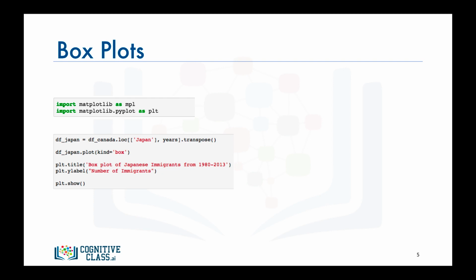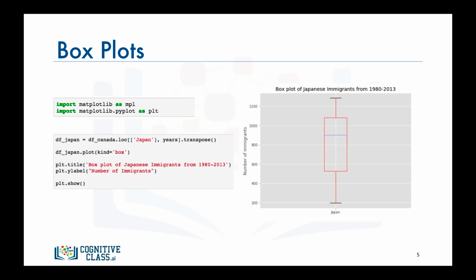Then to complete the figure, we give it a title and we label the vertical axis. Finally, we call the show function to display the figure. And there you have it, a boxplot that provides a pleasing distribution of Japanese immigration to Canada from 1980 to 2013. In the lab session, we explore boxplots in more details and learn how to create multiple boxplots as well as horizontal boxplots. So make sure to complete this module's lab session.